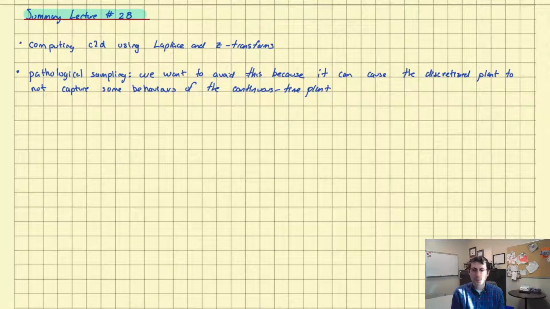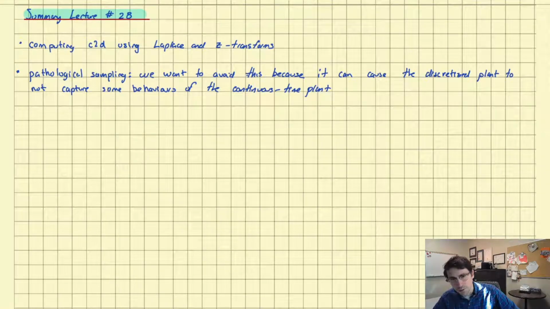Okay, and we started talking about some of the properties of sampling. In particular, we talked about the effects of sampling. In particular, we talked about pathological sampling. Okay, and this is something we want to avoid because it can cause the discretized plant to not capture some of the behaviors of the continuous time plant. Essentially, it's like aliasing, but at a system level. Okay, and most sampling frequencies that you pick or sampling periods won't result in pathological sampling, but we should be aware of it, right? It's something that can happen.